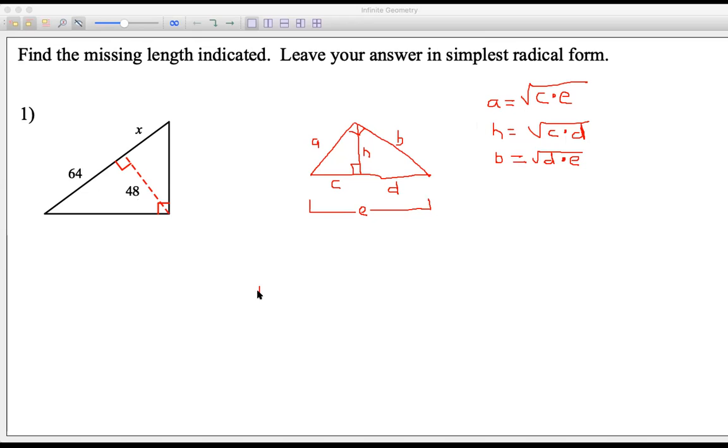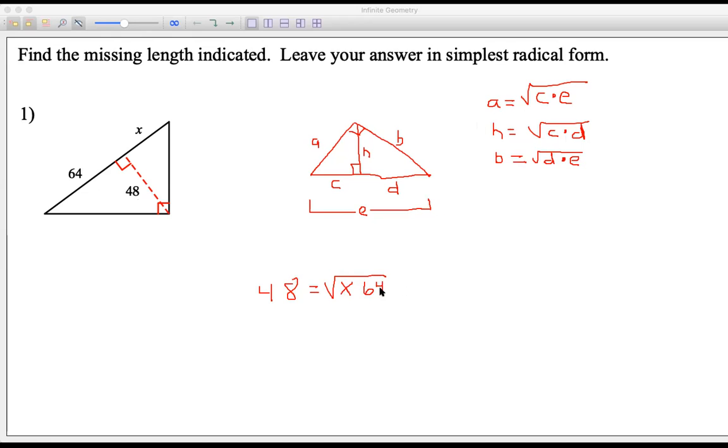So let's see. H is 48. And that's equal to the square root of C. C is the piece that's underneath. Well, that's my X. And I need D. D is 64. So I get times 64.